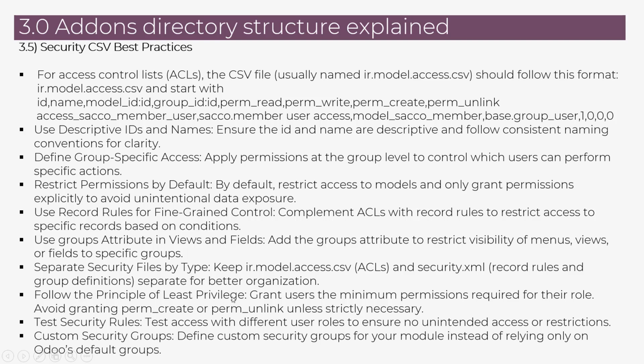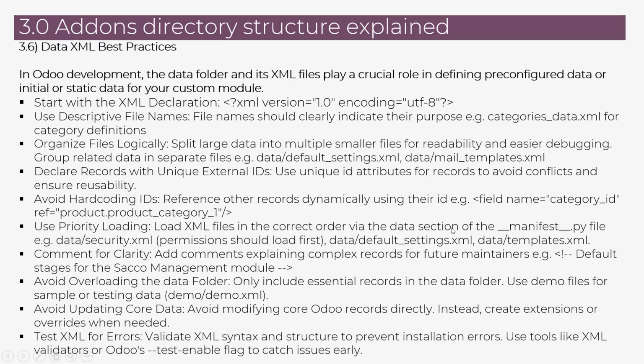Follow the principle of least privilege, so grant users the minimum permissions required for their role. Avoid granting permission create or permission unlink unless strictly necessary. Test the security rules, and also use custom security groups. So define custom security groups for your model instead of relying only on Odoo's default groups.